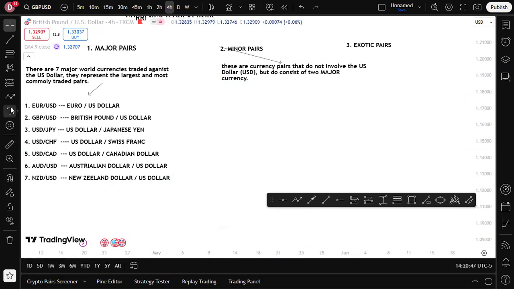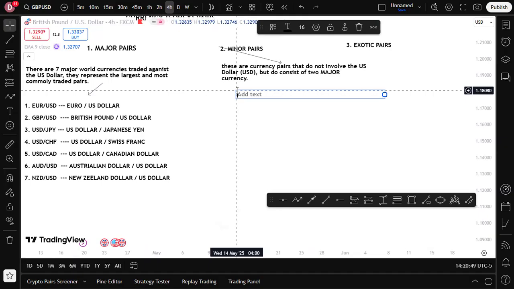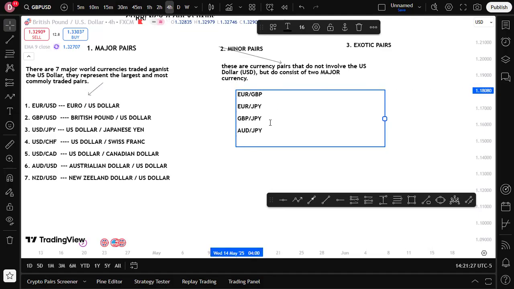So let's give an example. Here we'll have the Euro GBP, which is the Great British Pound. Then we can also have, let's say, Euro JPY. We can also say GBP JPY. We can also say AUD JPY, or you can say NZD. You can pair it however you want, but just let the US dollar not be attached to this major pair.